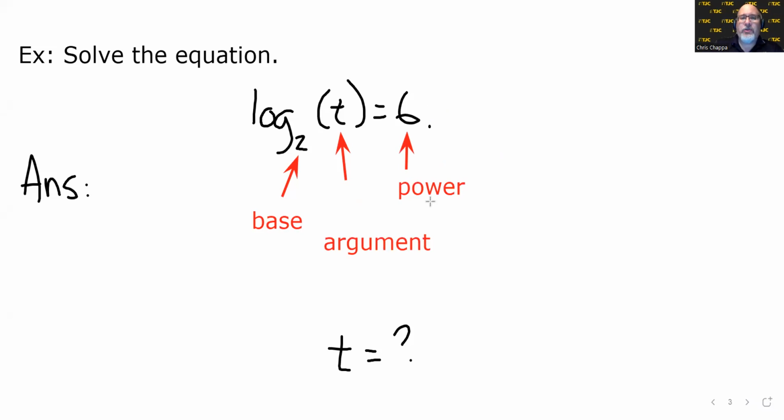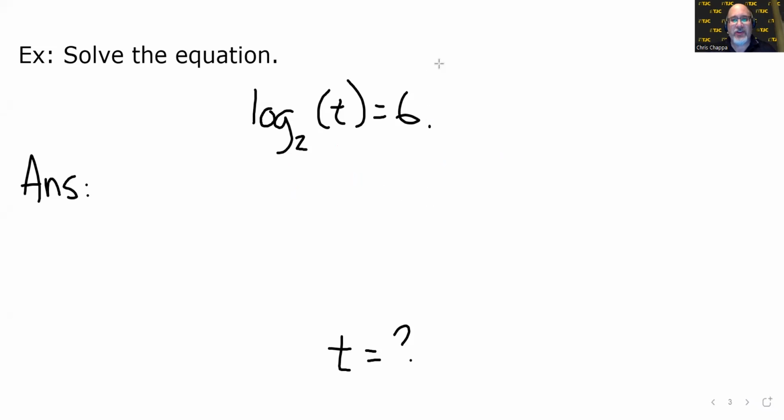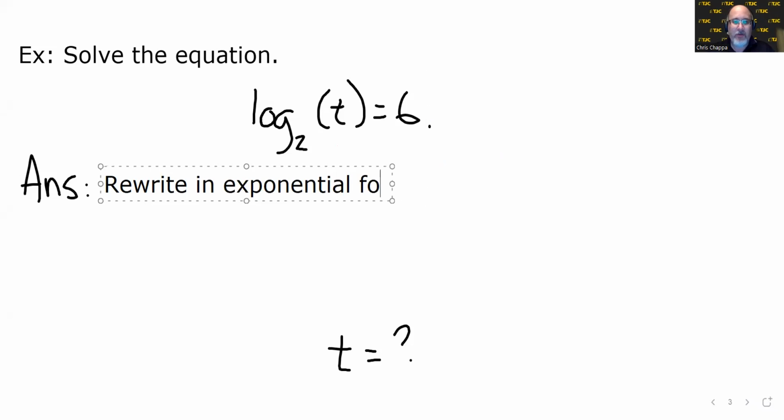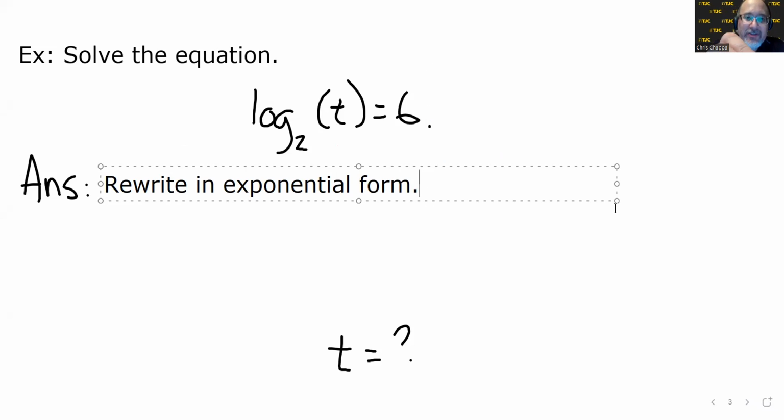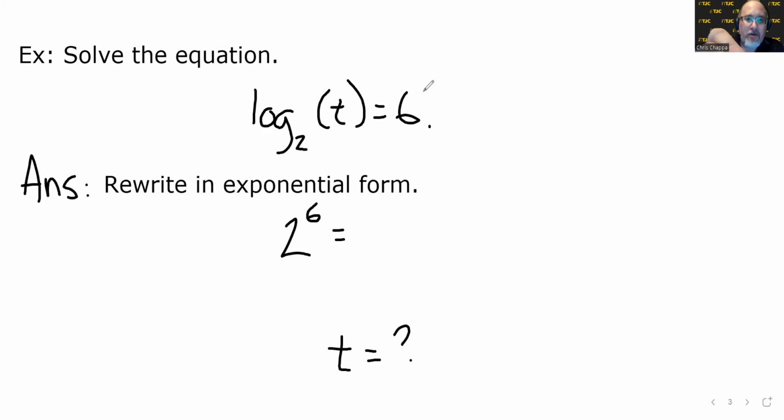All right, so we are going to attack this by rewriting this equation in exponential form. And eventually, this is going to become a move in a sequence of moves. So let's rewrite in exponential form. And to do that, all we have to do is remember who is the power, who is the base, and who is the argument. The answer to a logarithm, in this case 6, is the power that turns the base, the 2, into the argument.